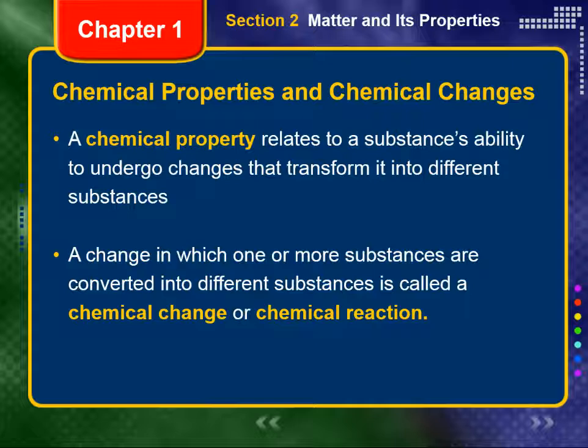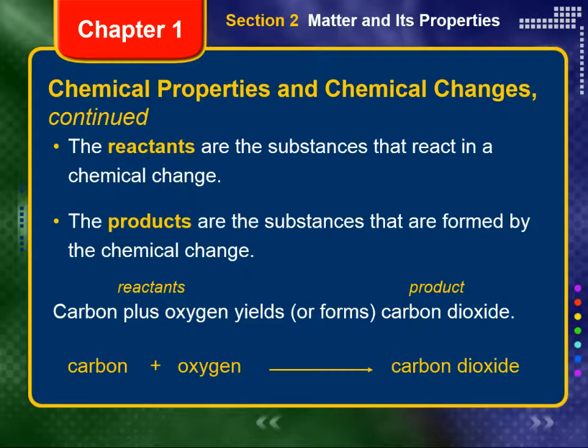A change in which one or more substances are converted into different substances is called a chemical change or chemical reaction. The substances that react in a chemical change are called reactants. The substances that are formed by the chemical change are called products. In the case of burning charcoal, carbon and oxygen are the reactants in a combustion or burning reaction. Carbon dioxide is the product.